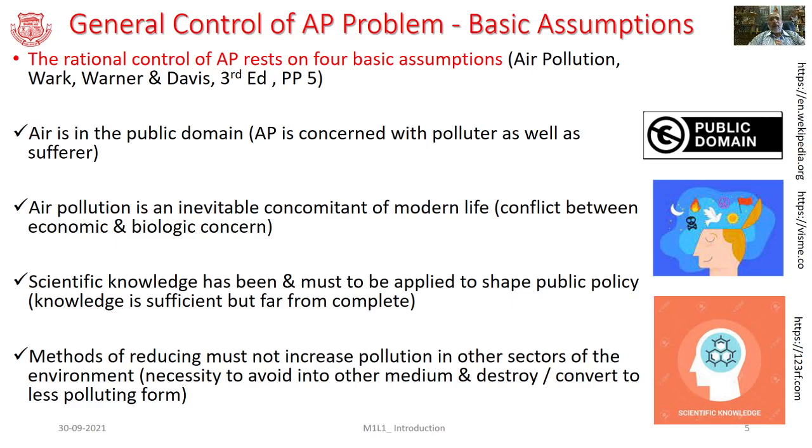As we are interested in giving certain solutions related to the problem of air pollution, let's try to understand the various basic assumptions for the general control of this air pollution problem. There are 4 basic assumptions. The first assumption is that the air is in the public domain. This air pollution is concerned with the polluter as well as the sufferer. There is not any single ownership for this particular air.